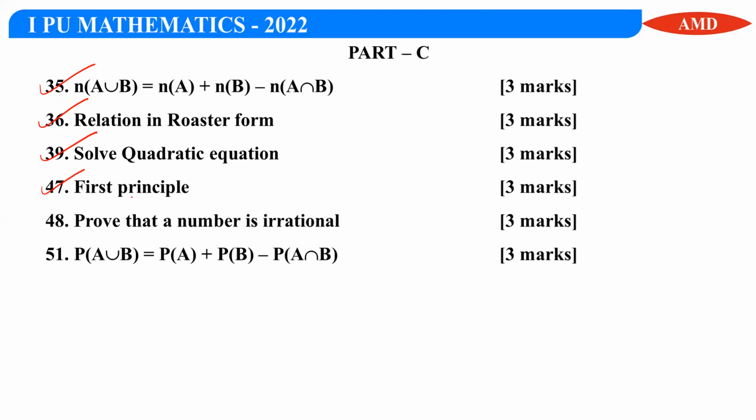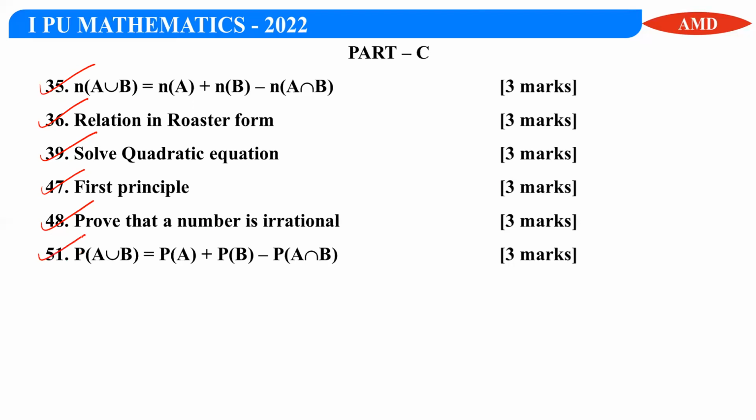The 47th question will be from derivatives, where you will have to use the first principle to find the derivative of a function. Then we have the 48th question, that is to prove that a number is irrational. Mostly it will be root 7 or root 2, root 5, root 3, whatever it may be. And this is almost a short question from mathematical reasoning.